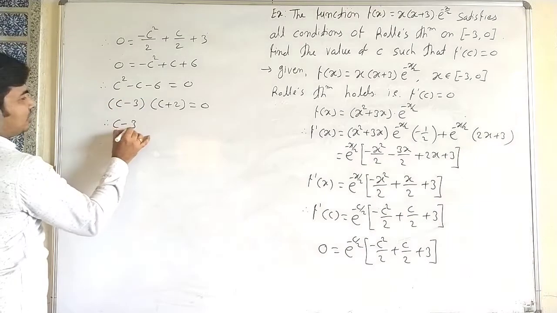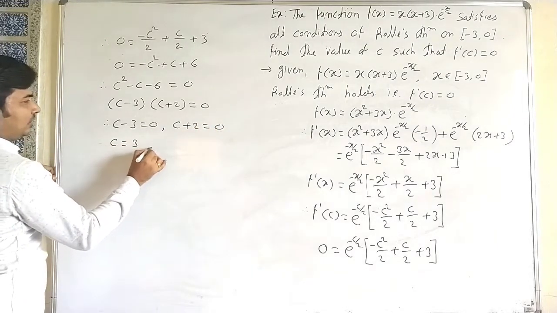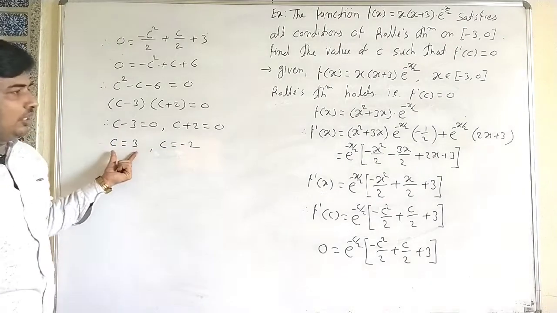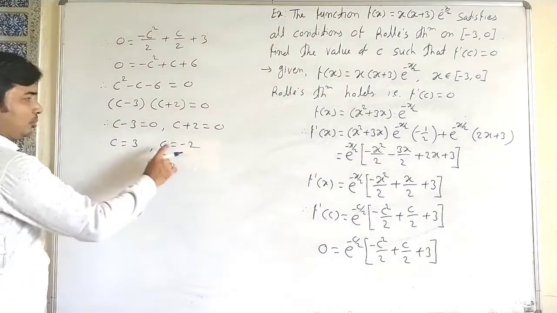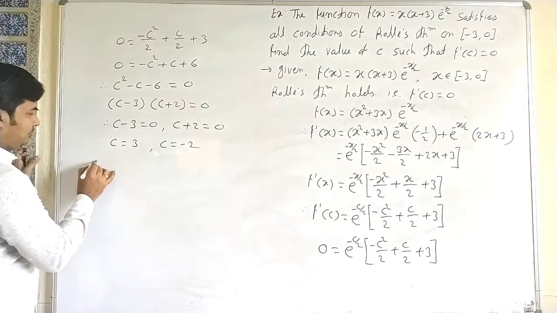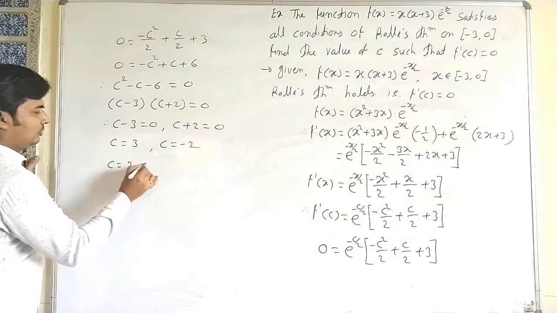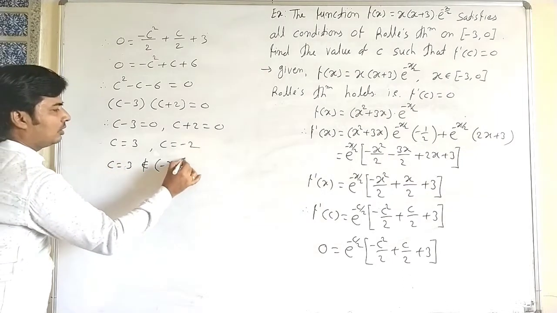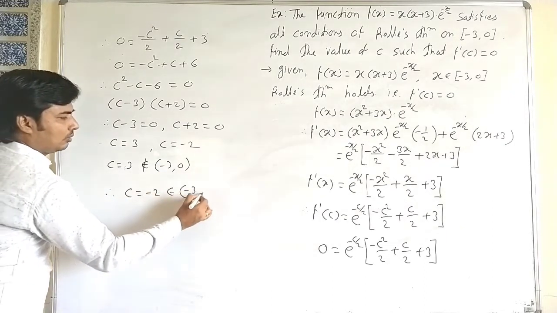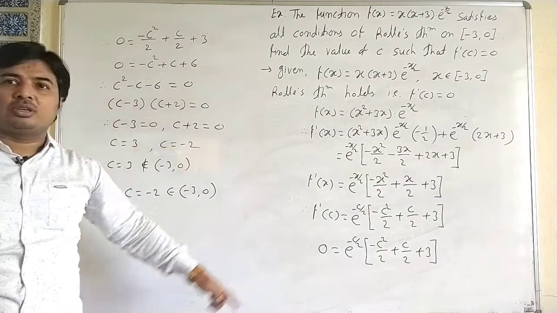Therefore c minus 3 is equal to 0 and c plus 2 is equal to 0. C is equal to 3 or c is equal to minus 2. Here c is equal to 3 does not belong to minus 3 comma 0, but c is equal to minus 2 belongs to minus 3 comma 0, and it is the value of c. Therefore c is equal to minus 2. Rolle's theorem holds.